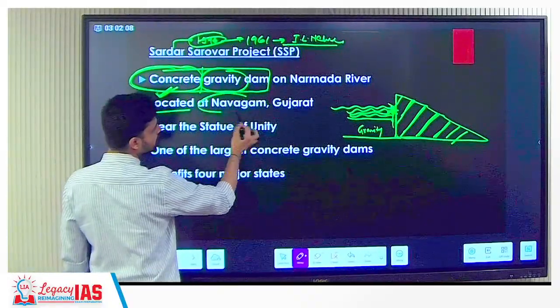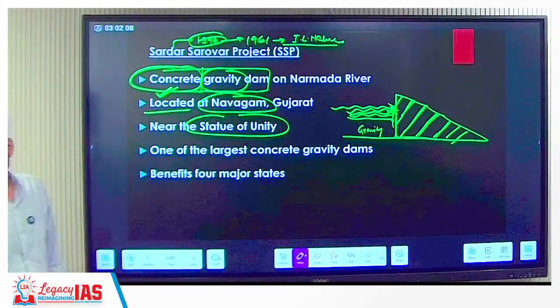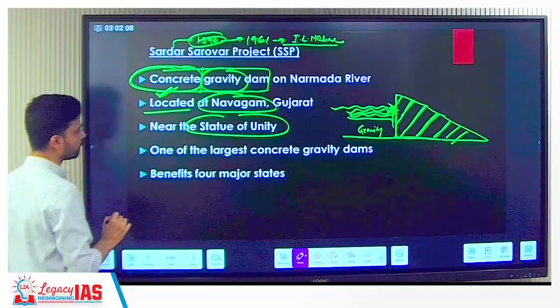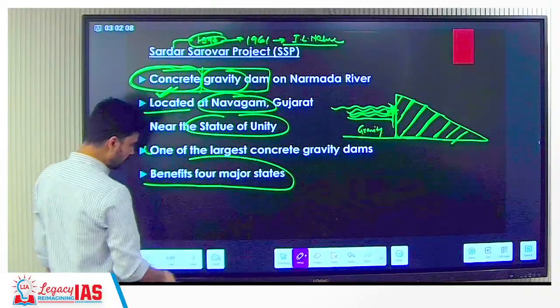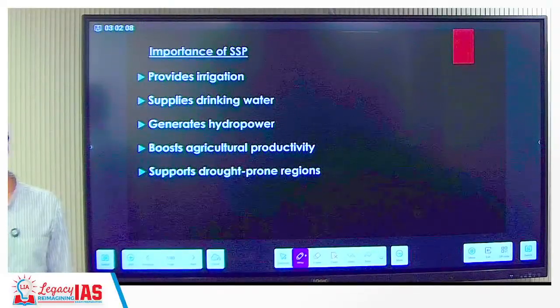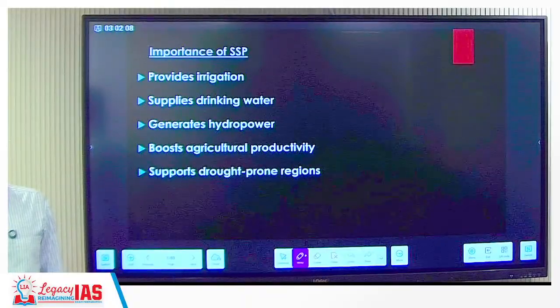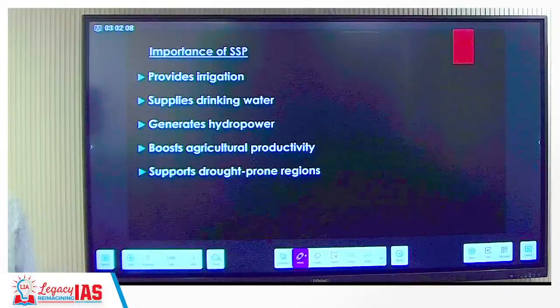Located at Navagam is the name of the place near Sardar Sarovar. We have seen the tallest statue in the world, the Statue of Unity of Sardar Vallabhbhai Patel, and one of the largest concrete gravity dams. 4 states are beneficiaries, right? Again, a question like this can be asked on the Sardar Sarovar Dam: which states are the beneficiaries? Madhya Pradesh, that is where the river originates from, then Maharashtra, it flows through Gujarat, and then Rajasthan.